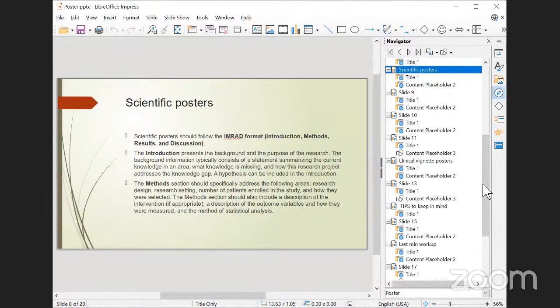Coming to the methods section, it should specifically address the following areas: research design, research setting, number of patients enrolled in the study, and how they were selected. The methods section should also include a description of the intervention, if appropriate, a description of outcome variables and how they were measured, and the method of statistical analysis.